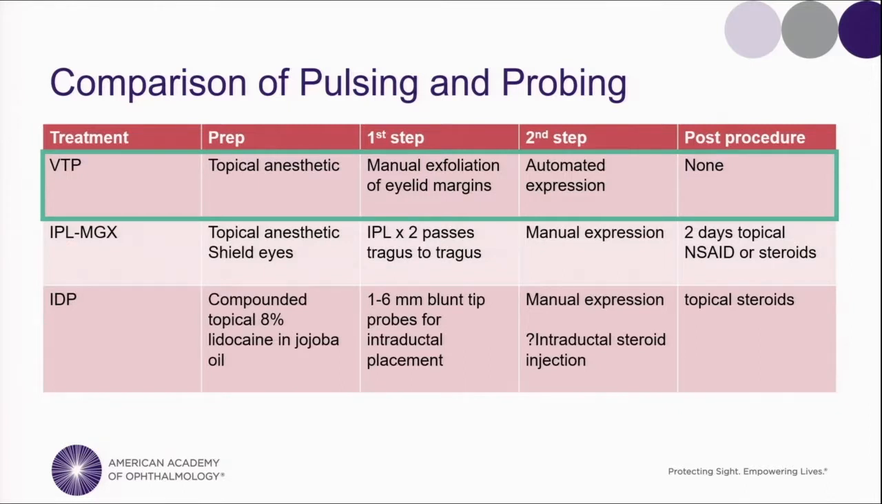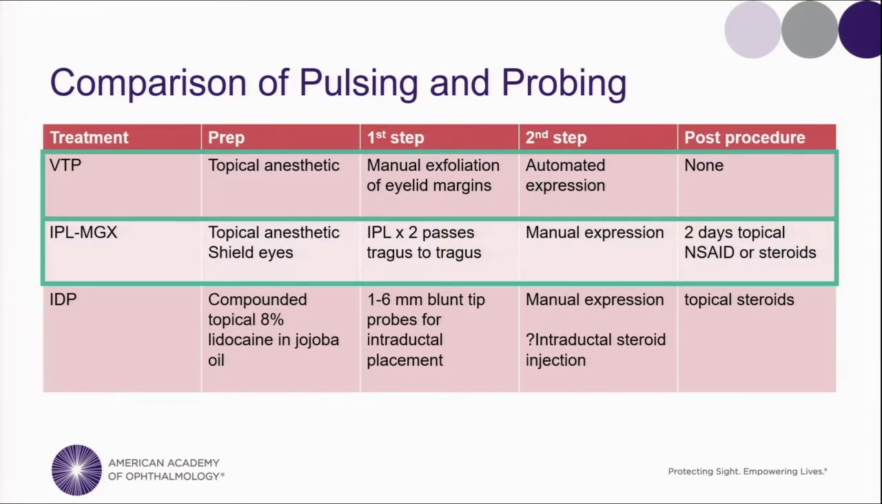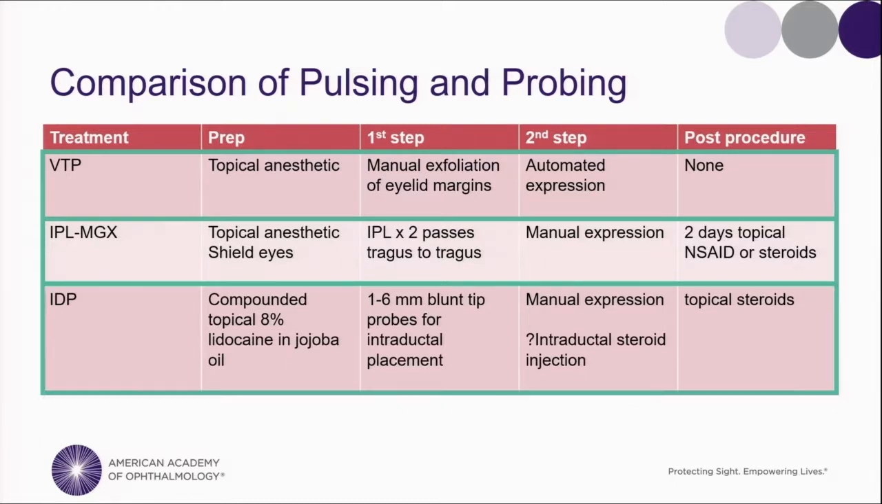Vector thermal pulsation begins with topical anesthetic, and then usually a manual exfoliation of the eyelid margins with a foreign body spud, followed by automated expression with actuators. Intense pulse light with meibomian gland expression starts out again with topical anesthetic, shielding the eyes from IPL exposure, and then 2 passes of IPL from tragus to tragus. And sometimes upper lid treatment is done as well with specialized handpieces. This is followed by manual expression with Q-tips or specialized forceps, and then 2 days of NSAIDs or topical steroids.